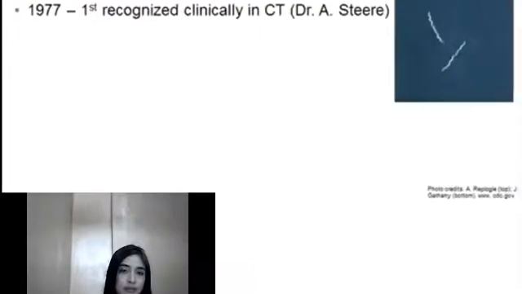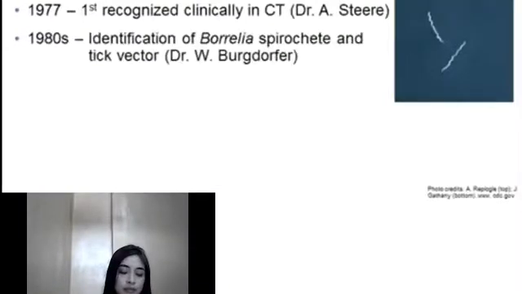So starting with a brief historical perspective, Lyme disease as a clinical syndrome was first described by Dr. Alan Steere in a group of children in Lyme, Connecticut, who were originally presumed to have juvenile rheumatoid arthritis. It wasn't until the early 1980s that the etiologic agent and tick transmission vector for Lyme disease were identified by the entomologist Dr. Wilhelm Burgdorfer, after whom Borrelia burgdorferi was ultimately named.